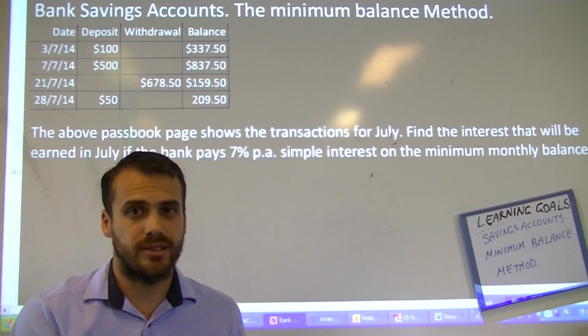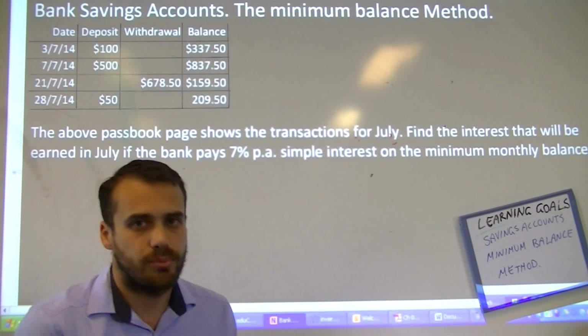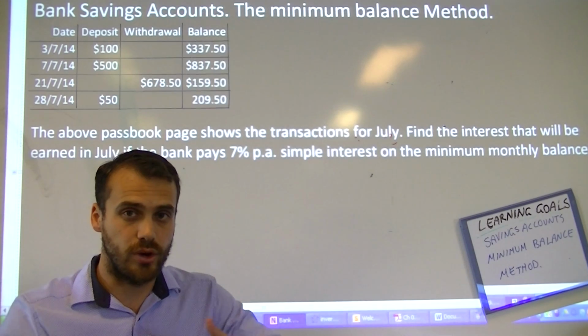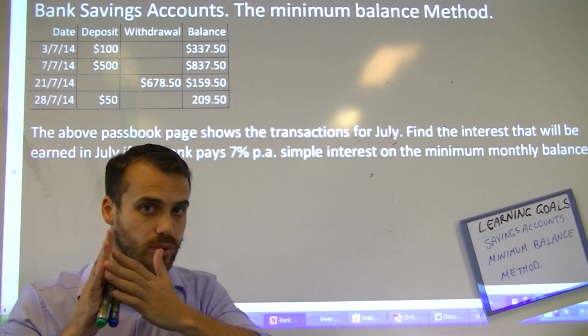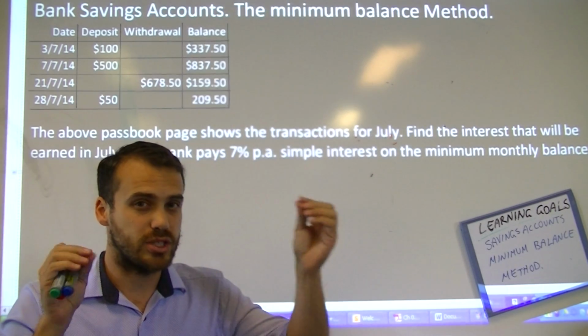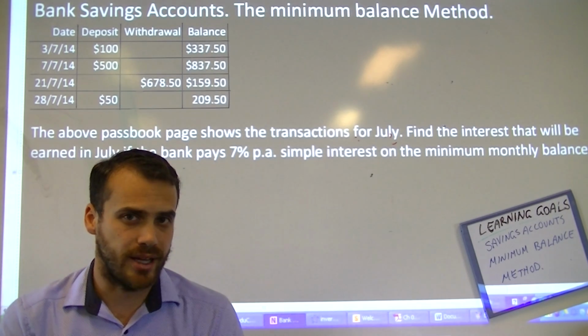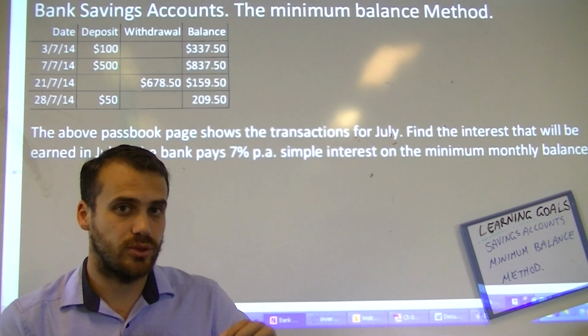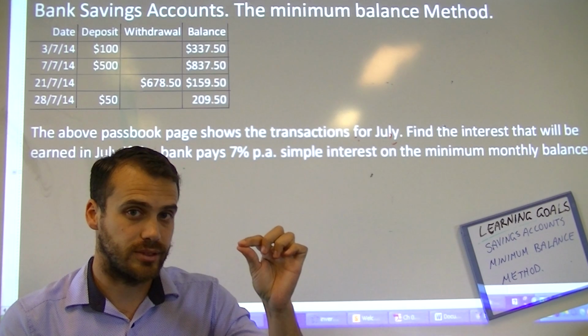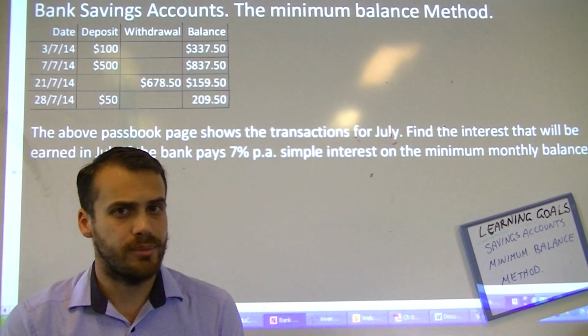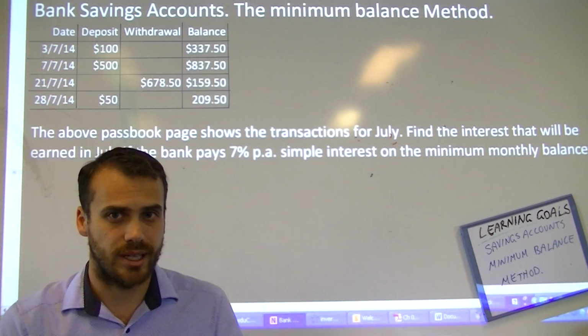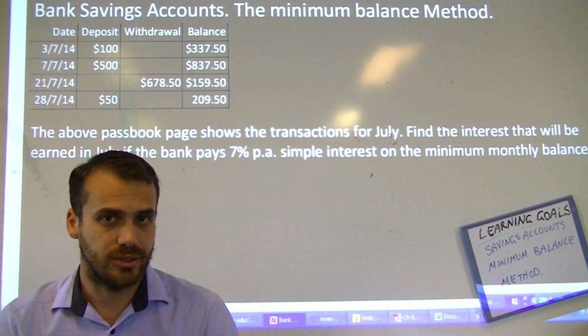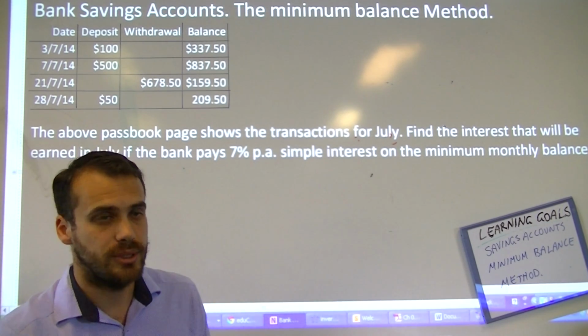How does the minimum balance method work? Basically your bank will look at your bank account over the course of the month, the whole month, find the smallest amount of money you had in there, and then calculate your interest on that amount. Slightly unfair, but it's a really easy, simple way to calculate some interest. Let's take a look at this question so we can see what we're doing.